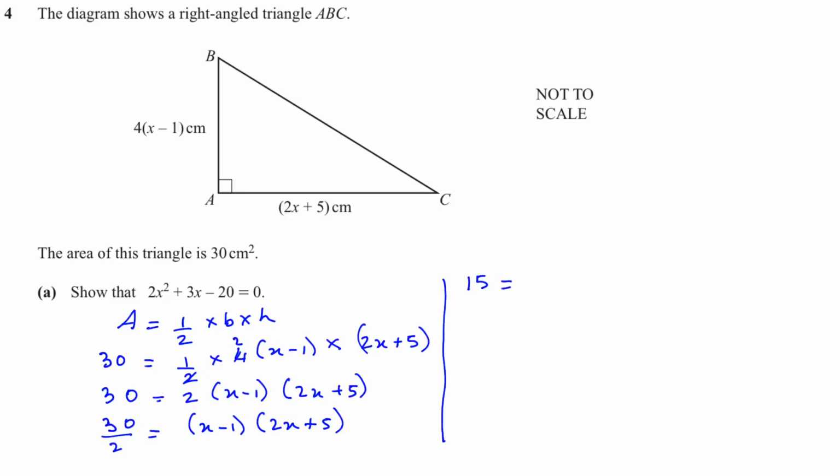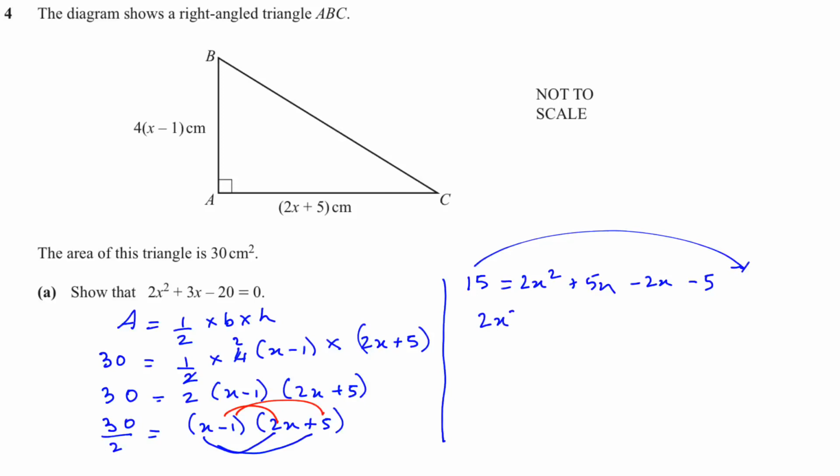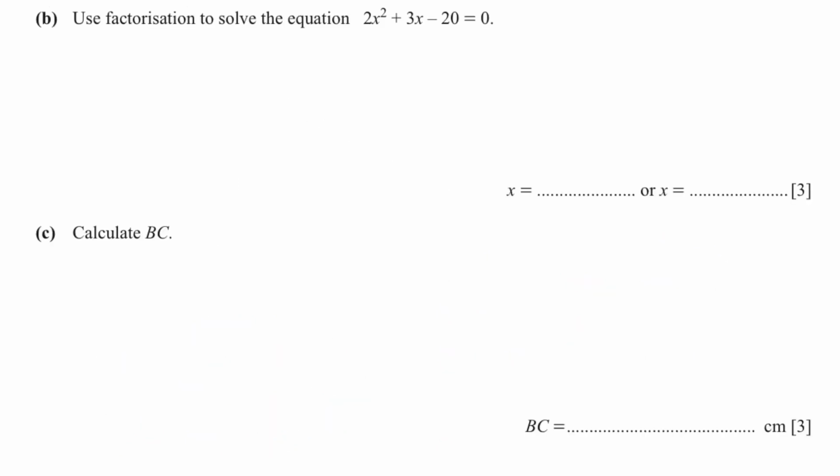15 is equal to, now we'll expand this bracket. X times 2x is 2x squared. X times 5 is plus 5x. Negative 1 multiplied by 2x is negative 2x. And negative 1 multiplied by 5 will be negative 5. We'll bring the 15 also to this side. So 5x minus 2x is plus 3x. Negative 5 minus 15 is equal to 0. When you simplify it, 2x squared plus 3x minus 20 is equal to 0. So we found the equation.